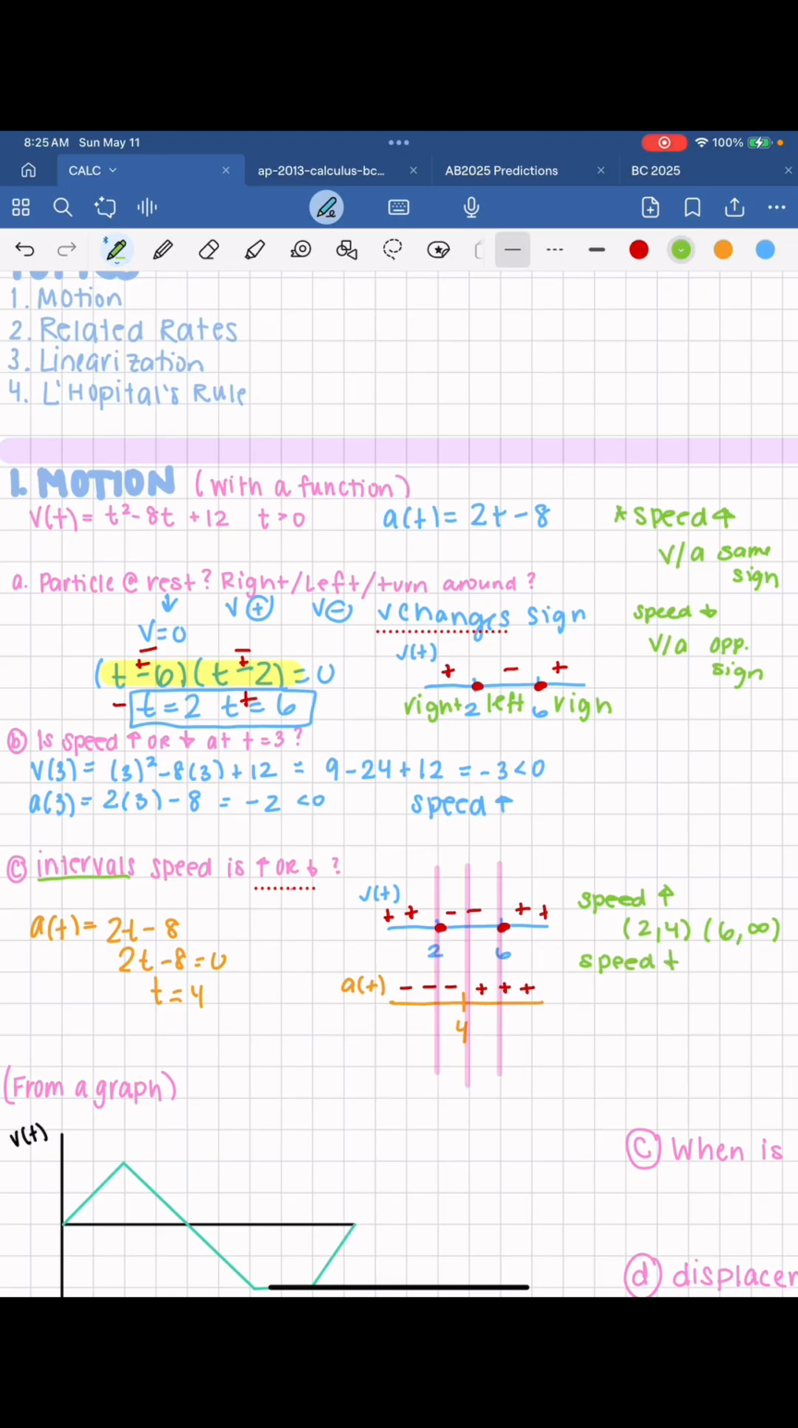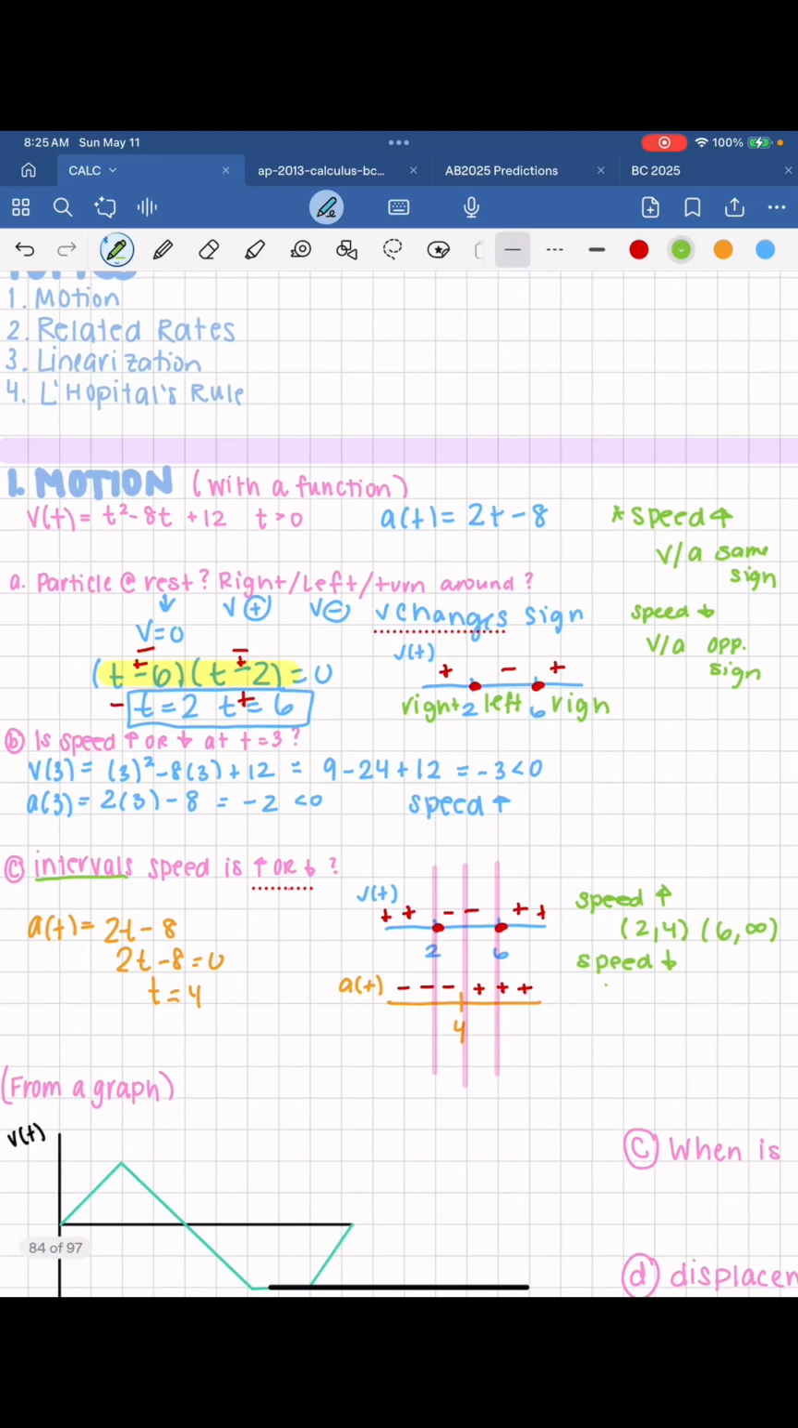And then speed's going to be decreasing when we're less than 2, but I'm going to say 0 to 2 because I restricted the domain. 0 to 2, and where else? 4 to 6. And that is it.